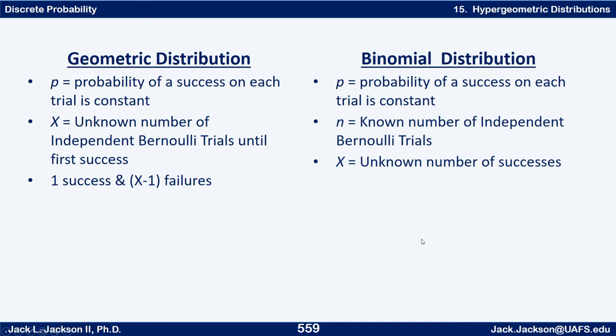A binomial distribution is set up basically the same way, but here's the difference. In a binomial distribution, we know the number of independent trials ahead of time, so we're going to repeat N trials no matter what happens. But what we don't know is how many successes we're going to get. That's our random variable X.